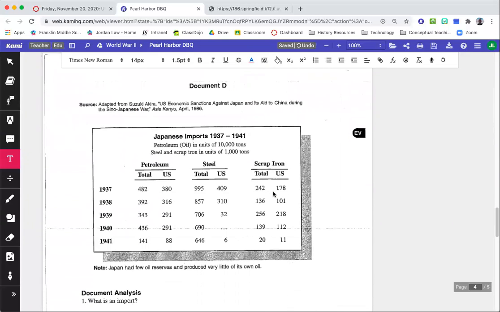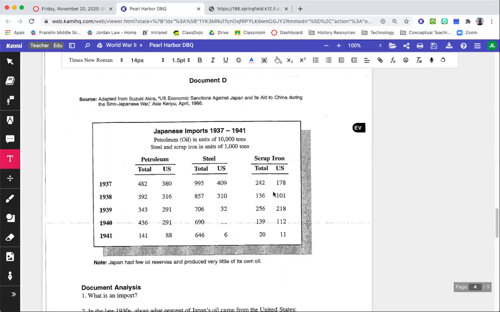Okay. So moving on to document D here. This is a chart that has to do with imports and exports of Japan. Okay. Now, just a reminder, an import is something a country brings into their country from someplace else. Okay? An export is something that a country sends to another country. So for example, if we were selling oil to Japan, for Japan, oil would be an import. They're bringing it in from another country. For the United States, it would be an export where we are sending it to another country.